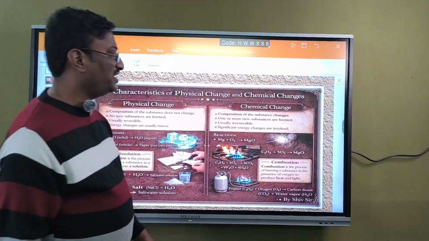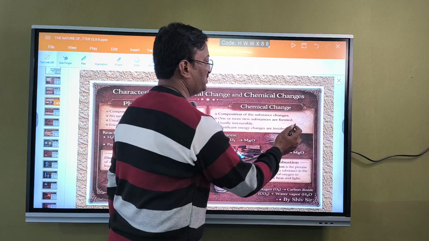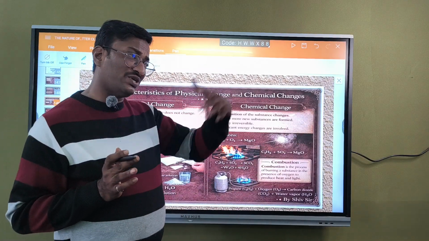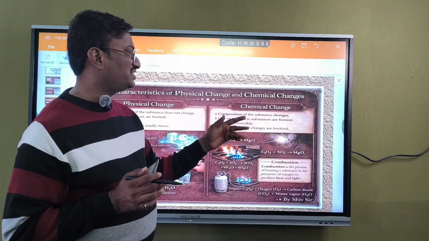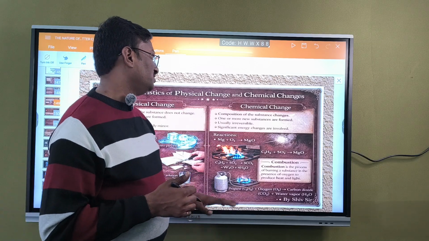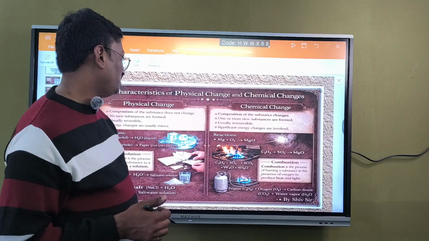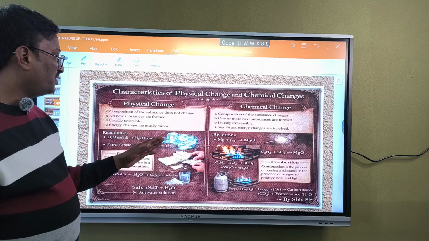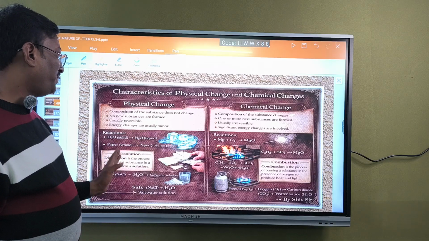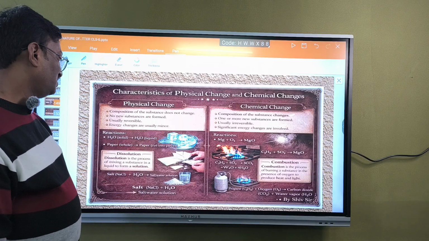In case of a chemical change, the composition of a substance changes. Totally, it will form a new substance. One or more new substances are formed, usually irreversible, which cannot be gotten back. Significant energy changes will be involved. For example, H2O solid converted into liquid will be H2O only. Paper whole, paper cutting into pieces.